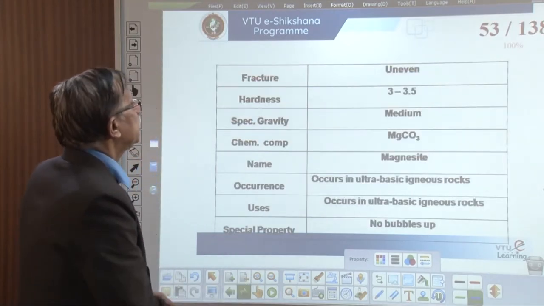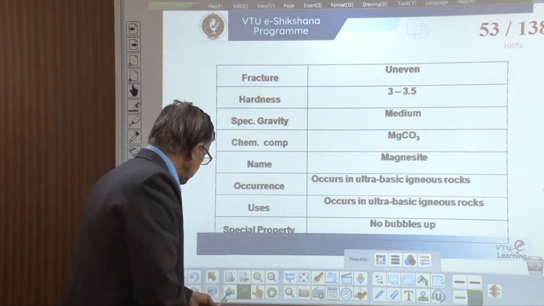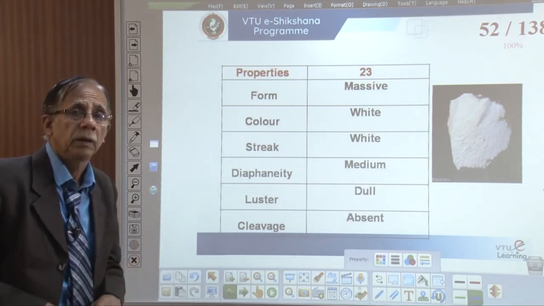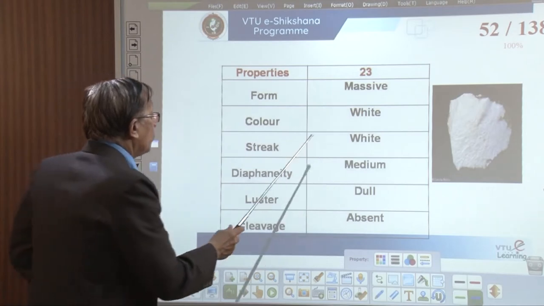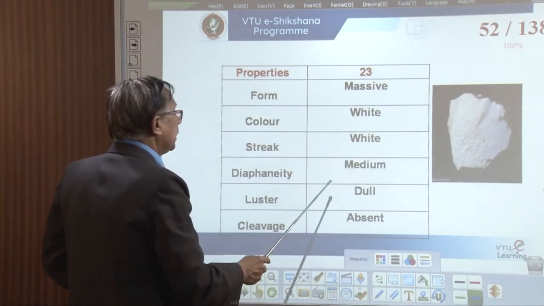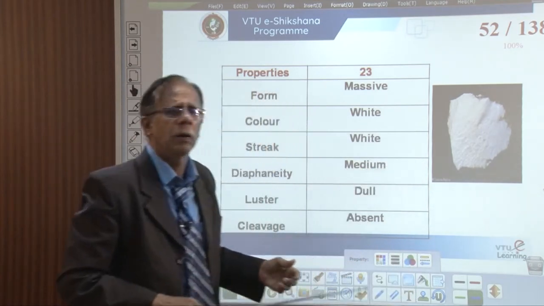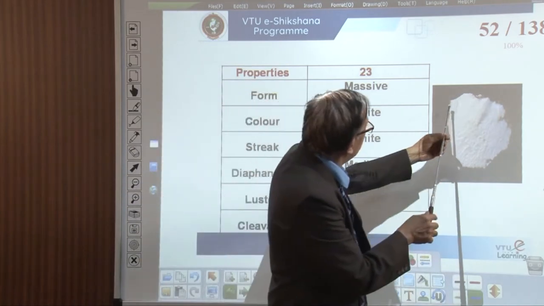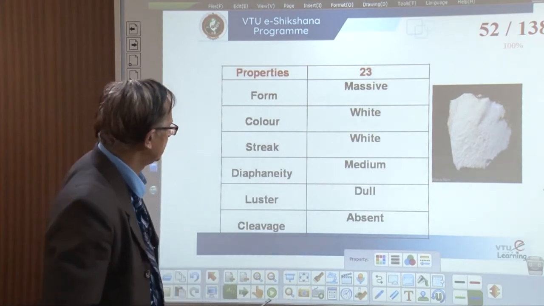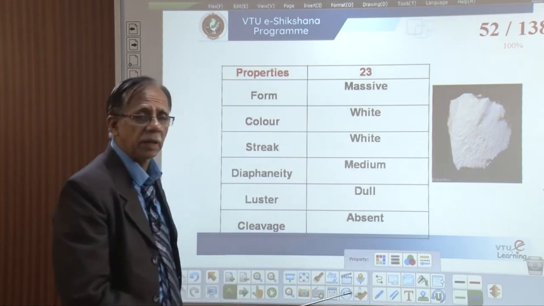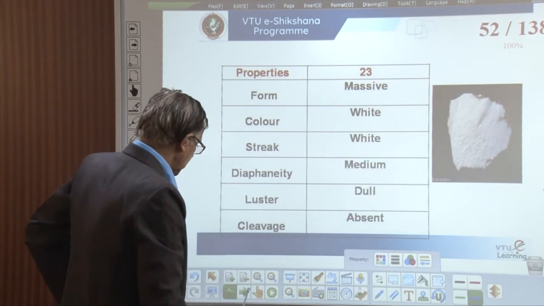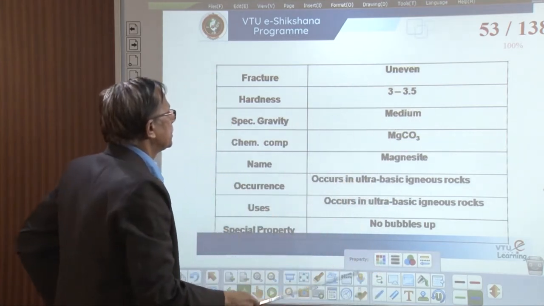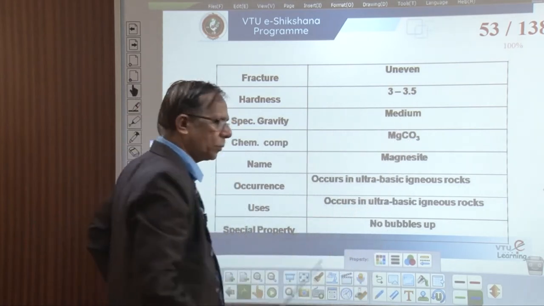Yes, magnesite is another important mineral. It is a continuation from the previous slide. Say, I have a perfectly cotton white mineral. It is a massive form, white in color, and gives a white streak. Light passing through this, we could say opaque, but strictly we do not say opaque, because when light passes through the edge of this specimen, some light may pass. It depends on thickness. It is dull shining. Cleavage is not there in this mineral. Hardness is 3 to 3.5, broken with uneven surface, specific gravity medium, magnesium carbonate.